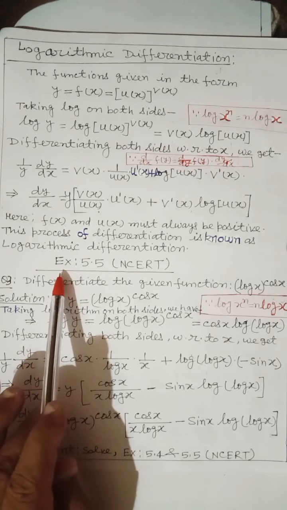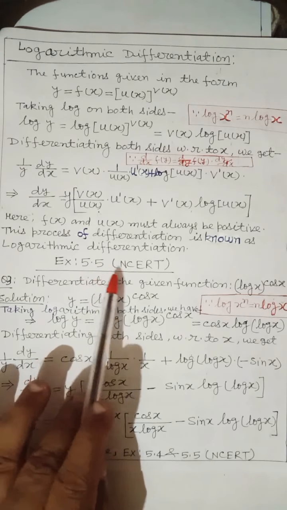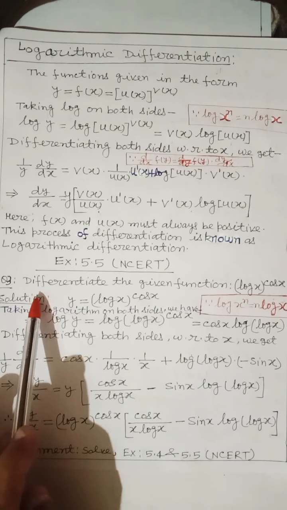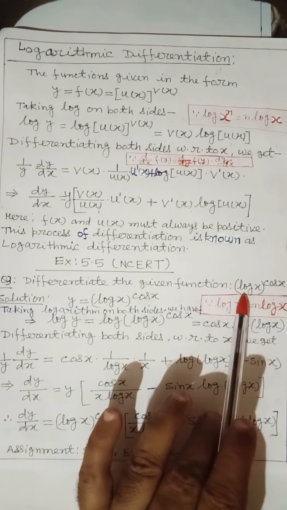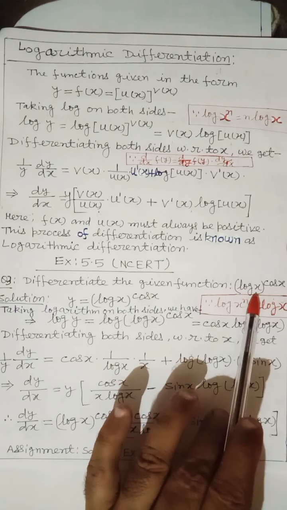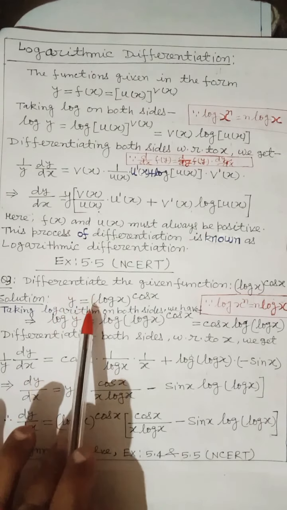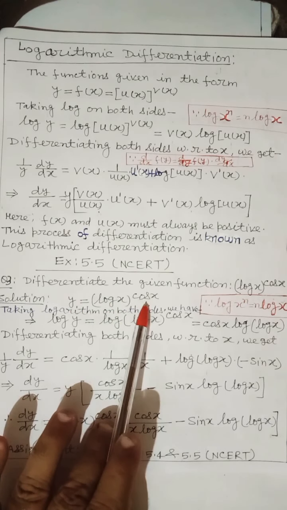Here we will solve the questions of exercise 5.5 from NCERT. Question number 3. Differentiate the given function, that is log x to the power cos x. So here first we suppose let y is equal to log x to the power cos x.